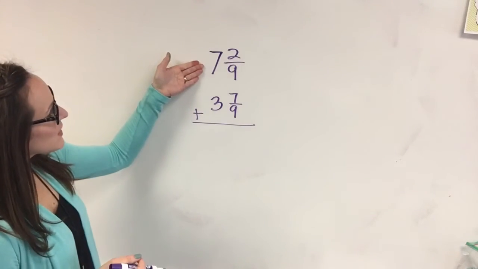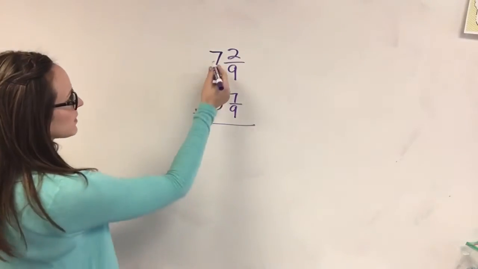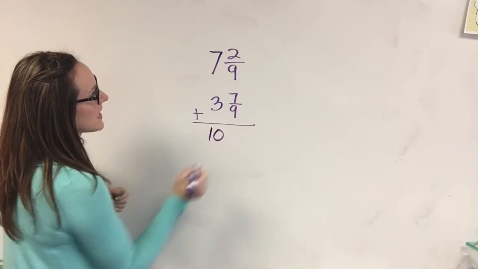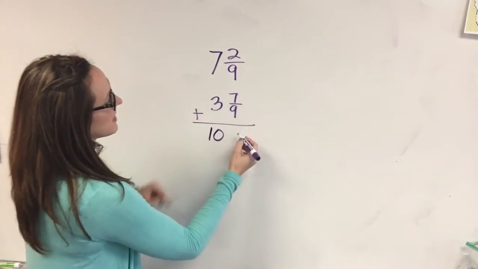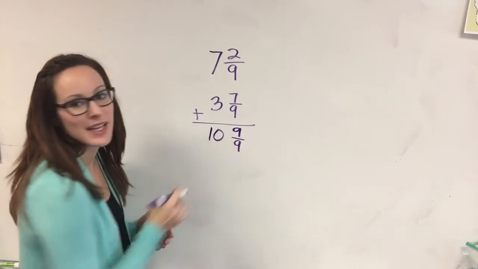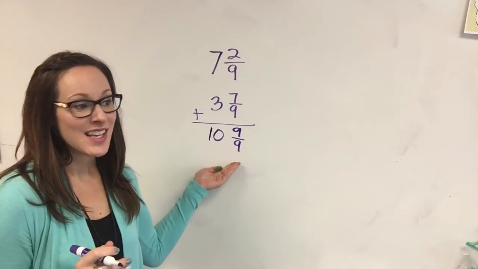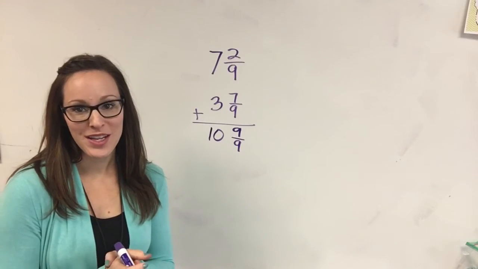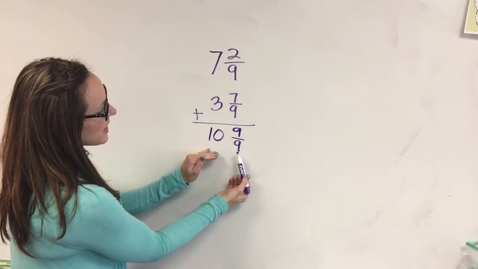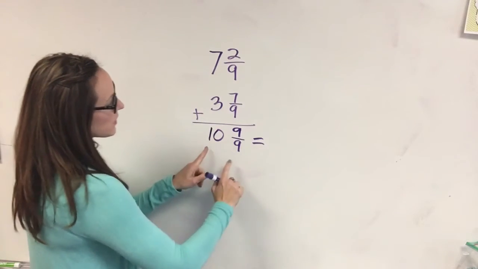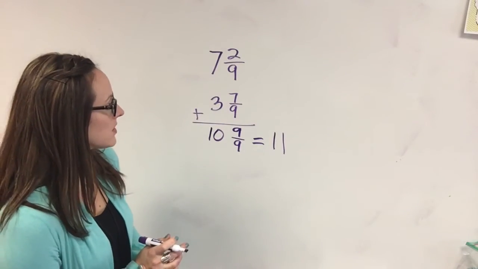I'm going to do 7 and 2/9 plus 3 and 7/9. First, I'm going to add the whole numbers together. So 7 plus 3 is 10. And then I'm going to take 2/9 plus 7/9. Well, 2 plus 7 is 9, so I end up with 9/9. Now, this is an improper fraction because 9 and 9 are equal to each other. 9/9 actually equals 1 whole. And so what this really means is you have 10 plus 1 whole. So you have 10 plus 1 equals 11. And so that would be the answer to your addition problem here.